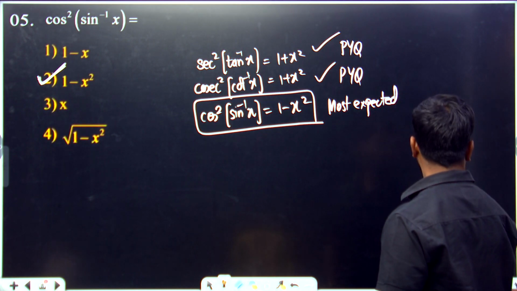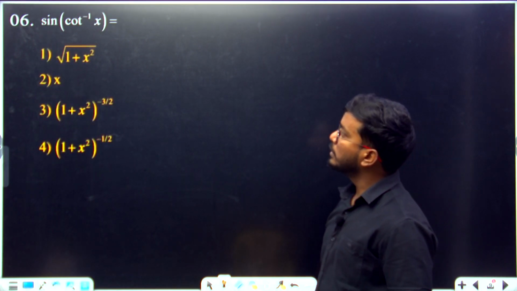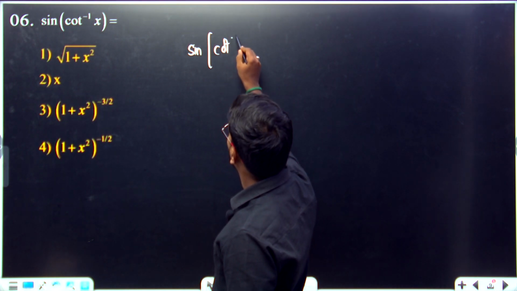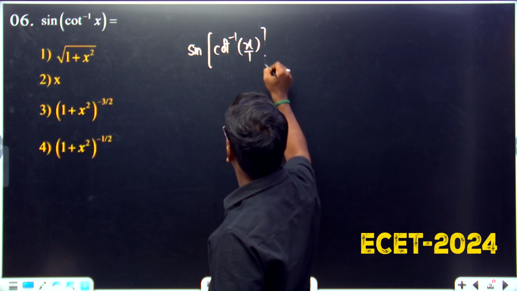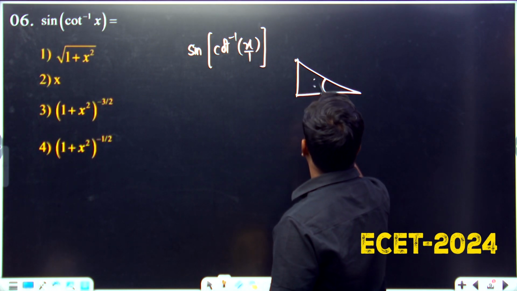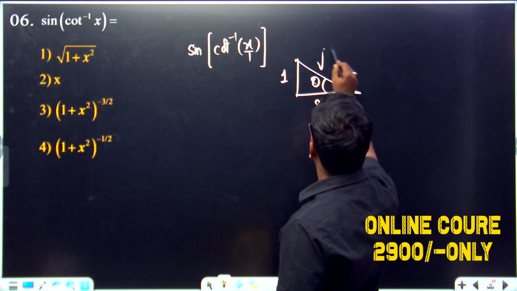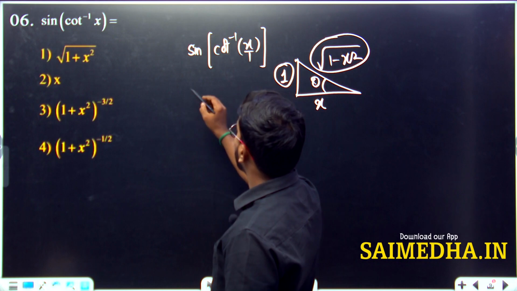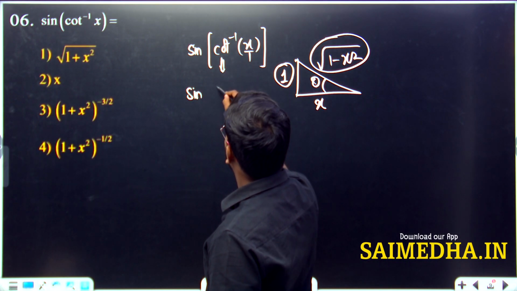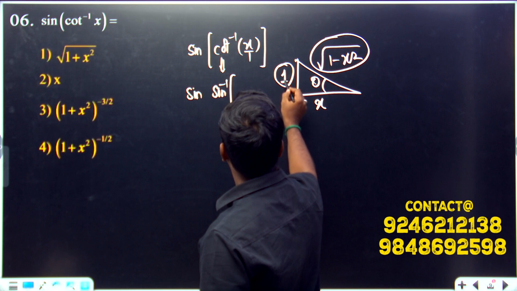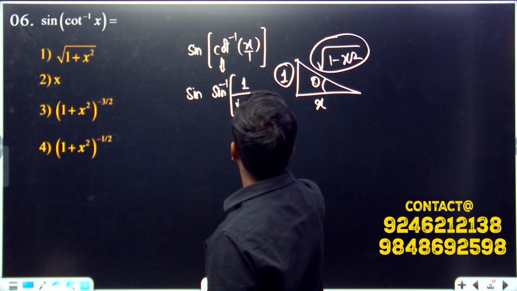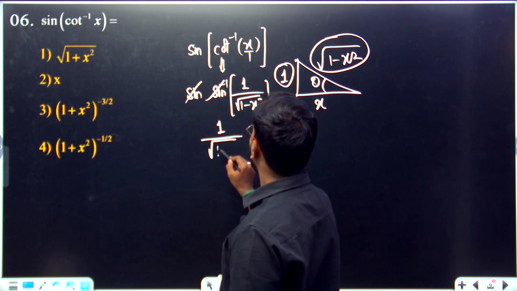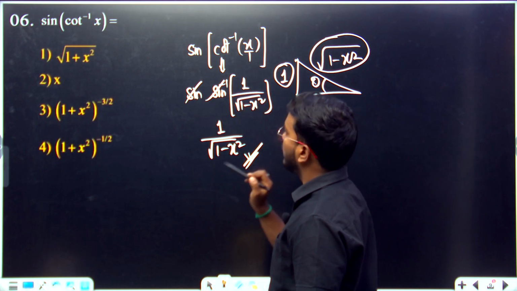Okay. Next expected question. Sine cot inverse of x. Very simple. Sine is outside. Inside we have cot inverse of x. X means x divided by 1. Draw a triangle now. X is adjacent, 1 is opposite. This is going to become 1 minus x square. We require sine. Sine means opposite by hypotenuse. In the place of cot inverse, I am writing sine inverse opposite by hypotenuse, 1 divided by root of 1 minus x square. Sine inverse eliminated. 1 by root of 1 minus x square should be your final answer.